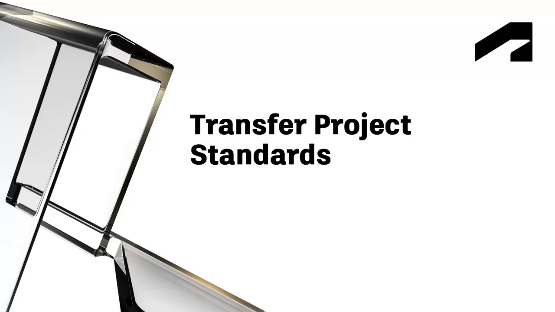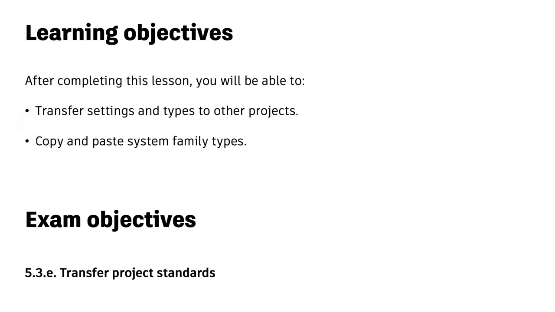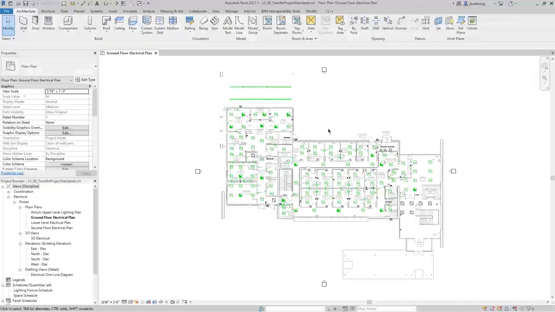In this video, we will cover transferring settings and types to other projects and copying and pasting system family types. When you start a new project in Revit, you base that project on a project template. Ideally, that template will have everything you need for the project. But oftentimes, you will need to transfer settings and system family types from other projects, or even other project templates. You can do that using the Transfer Project Standards tool. Let's take a look at how this works.